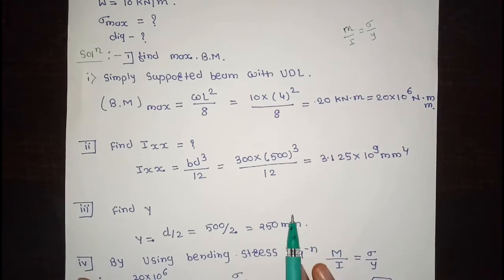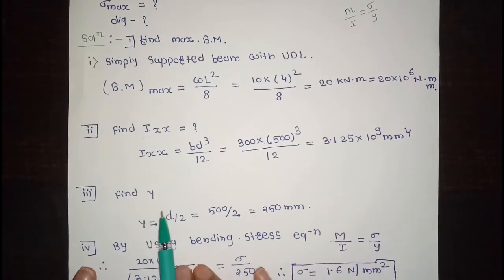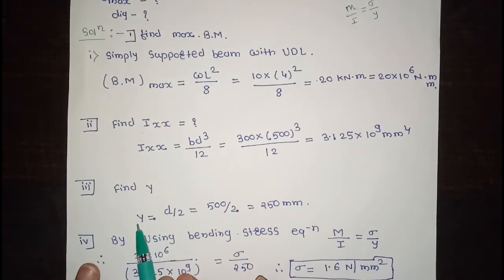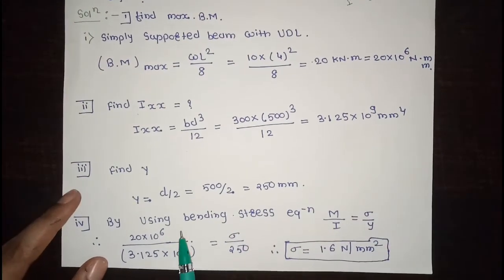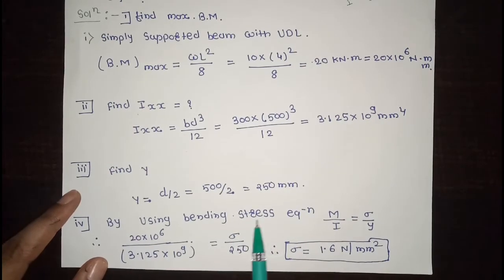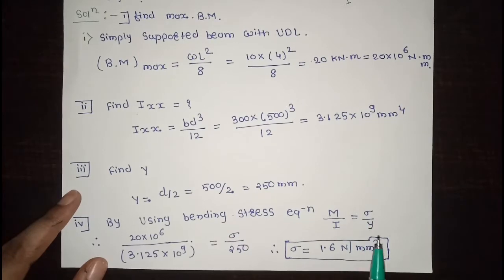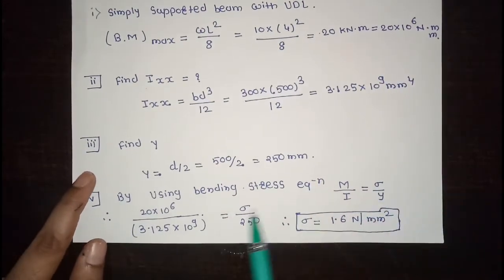Then third step, calculate Y. So what is the formula of Y for rectangular section? Y is equal to D by 2. 500 by 2 is equal to 250 mm. Okay, by using bending stress equation, M by I is equal to sigma by y, then put the values.